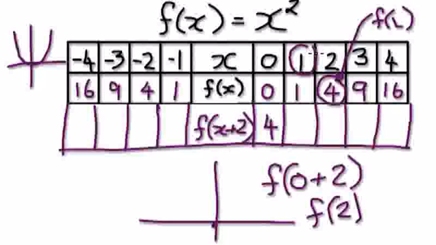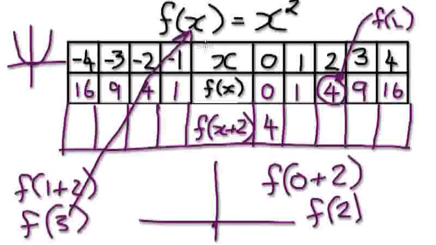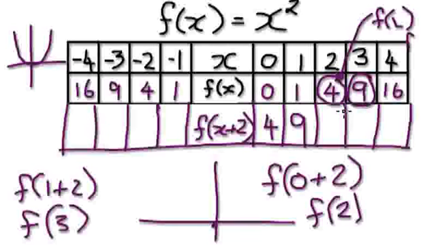Now comes the 1. We now want to work out what goes in this block here. So we will put the 1 into this x here. So it will be f of 1 plus 2, which is the equivalent of you working out f of 3. F of 3 will be 3 squared, which is 9. You see, this one here is also f of 3. You can see that it gets shifted across like this.